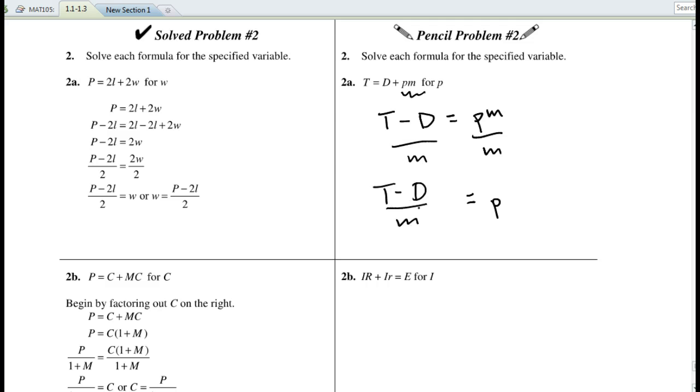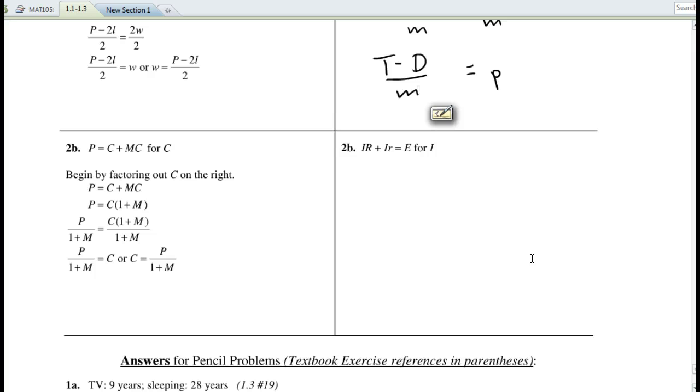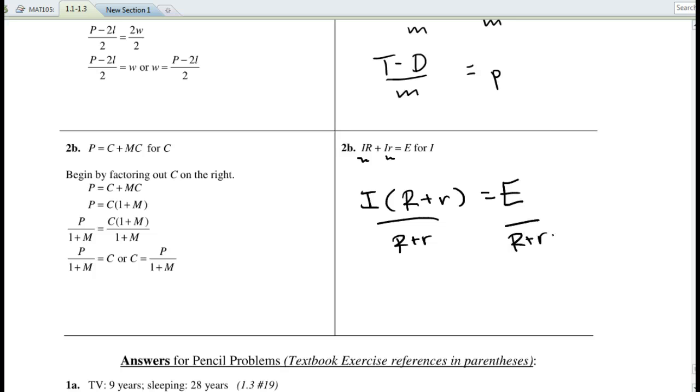And then we can do the same thing in the next one. It's really not that tricky. But the first thing to notice is both terms actually have an I, which is the variable of interest. So we want to factor that I out first. So then we get capital R plus little r, that equals capital E. And we just divide by that number, R plus r. So I is given by the formula E over R plus r.